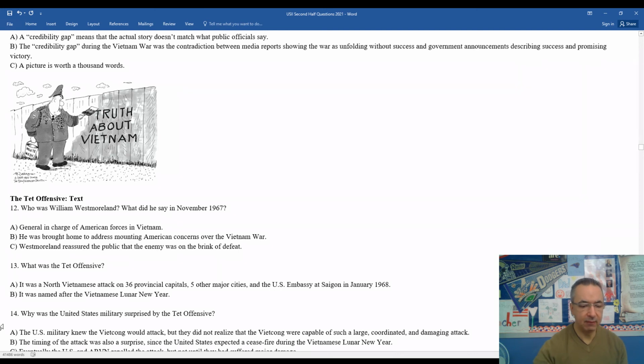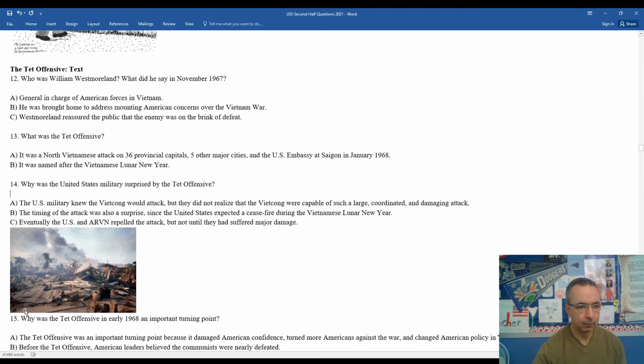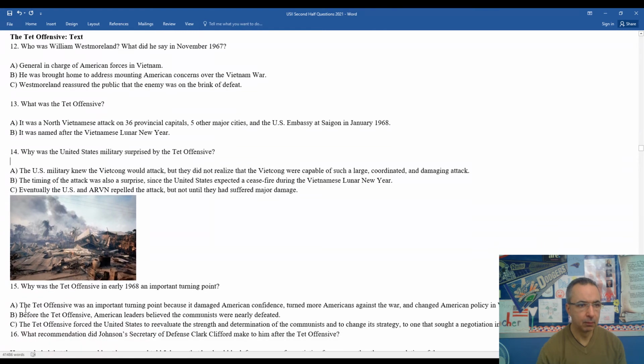What was the Tet Offensive? It was a North Vietnamese attack on the 36 provincial capitals, 5 other major cities, and the U.S. Embassy at Saigon in January 1968. It was named after the Vietnamese Lunar New Year. So this was the offensive of the Communist North Vietnamese.